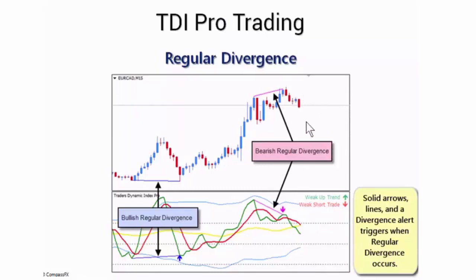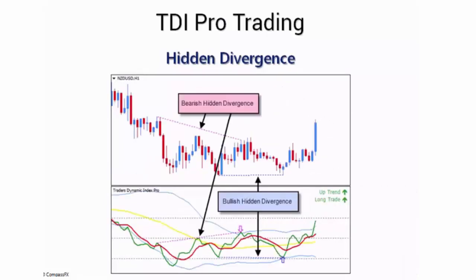Price starts to make a move down, and we can see the same in the TDI Pro. With hidden divergence, we're looking for price continuation. We're looking for price to return back in the direction of its original trend.